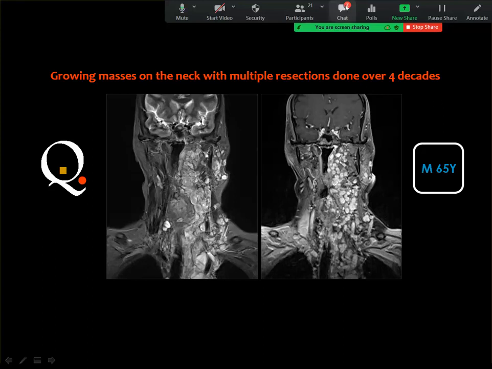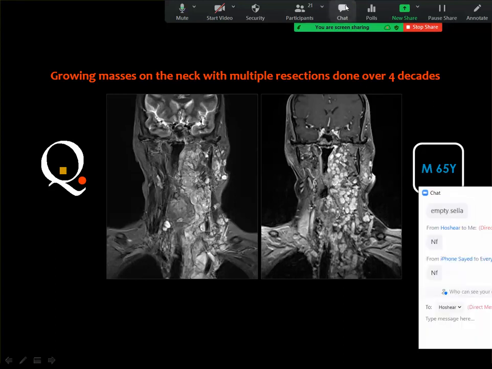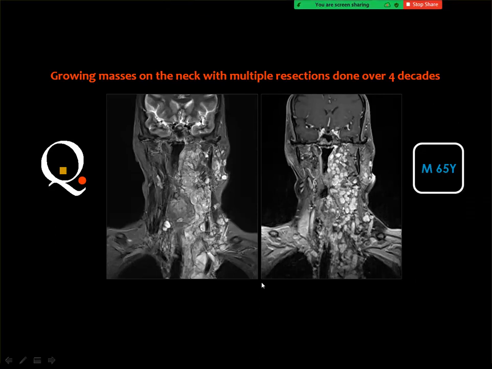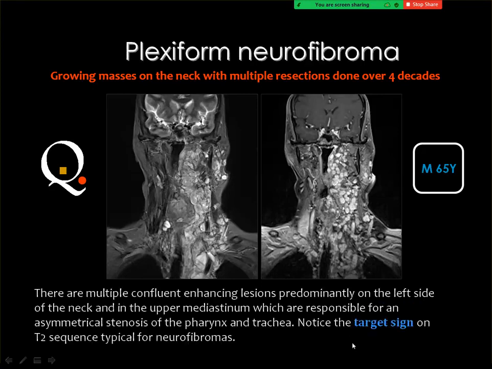This patient, 65 years old, with growing masses on the neck, multiple resections done over 4 decades. Neurofibromatosis, yes, the answer is good. These are extensive multiple neurofibromas with the classic target sign on the T2 weighted image and homogeneous enhancement on the post-contrast images, and this is plexiform neurofibroma.